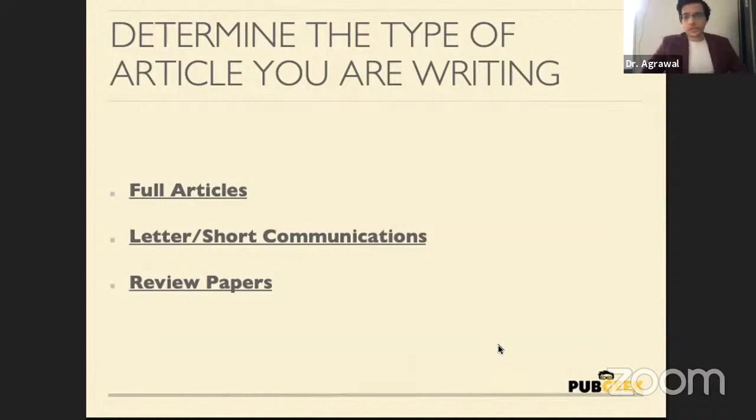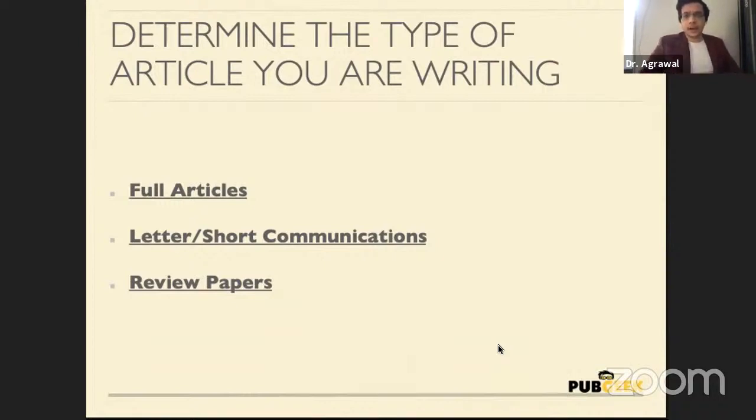Usually a short communication or a letter is something that we have seen a lot in COVID times, where some people have some thrilling results with, say, a particular corticosteroid therapy protocol, or some particular drugs where the results are so thrilling that you need to share them ASAP. So those are called letters or short communications.